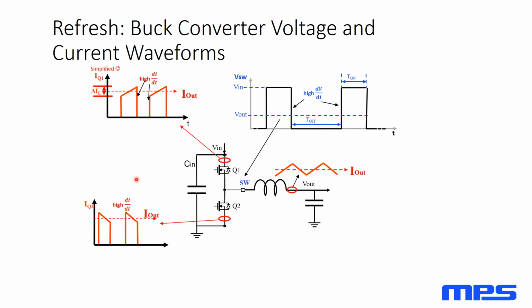For Q2, it's kind of the opposite. So after Q1 has shut off, we're going to recirculate the current for the inductor through Q2. So we see this high ramp up of current, and then it starts to decay, and then Q2 shuts off, and we'll turn Q1 back on, and we'll start this process all over again. But we do have that high dI/dt on the Q2 side as well.